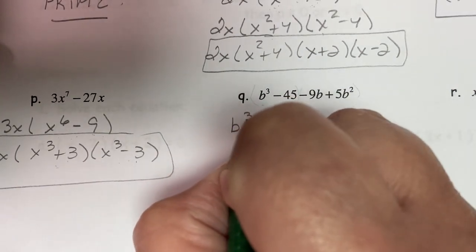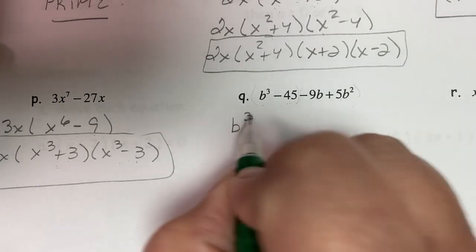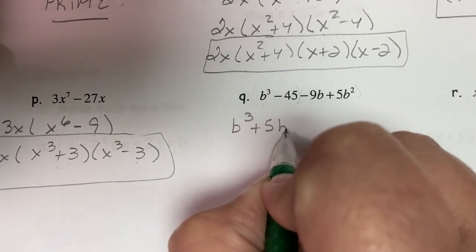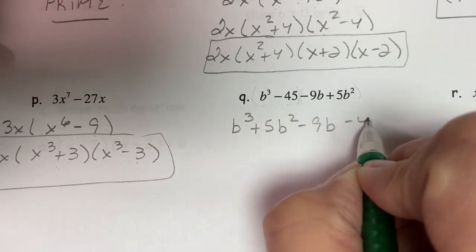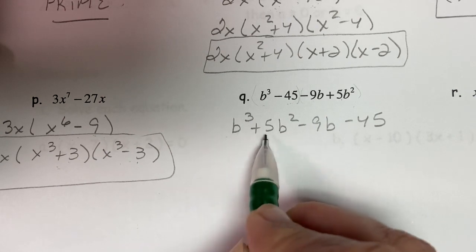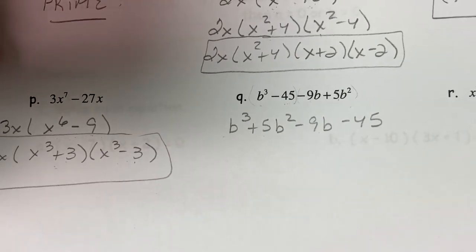So again, there'll be numerous ways that you can reorder. I think I'm just going to go with the 5b squared next after the b cubed and the minus 9b minus 45. I'm just going to put them in descending order of the variable. But again, there are other ways to do it and get the same answer.